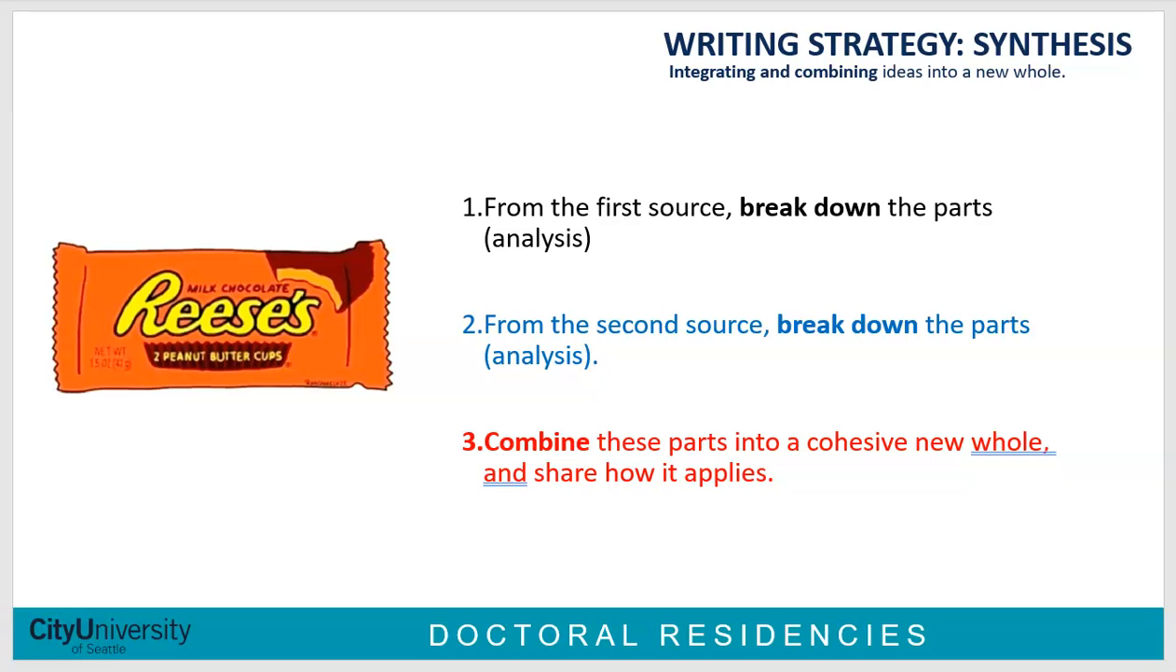Three steps. From the first source, break down the parts, so you're going to analyze that first source. Second source, break down the parts. You're going to analyze part 2. And then you're going to combine these two into a new whole and share how it applies.